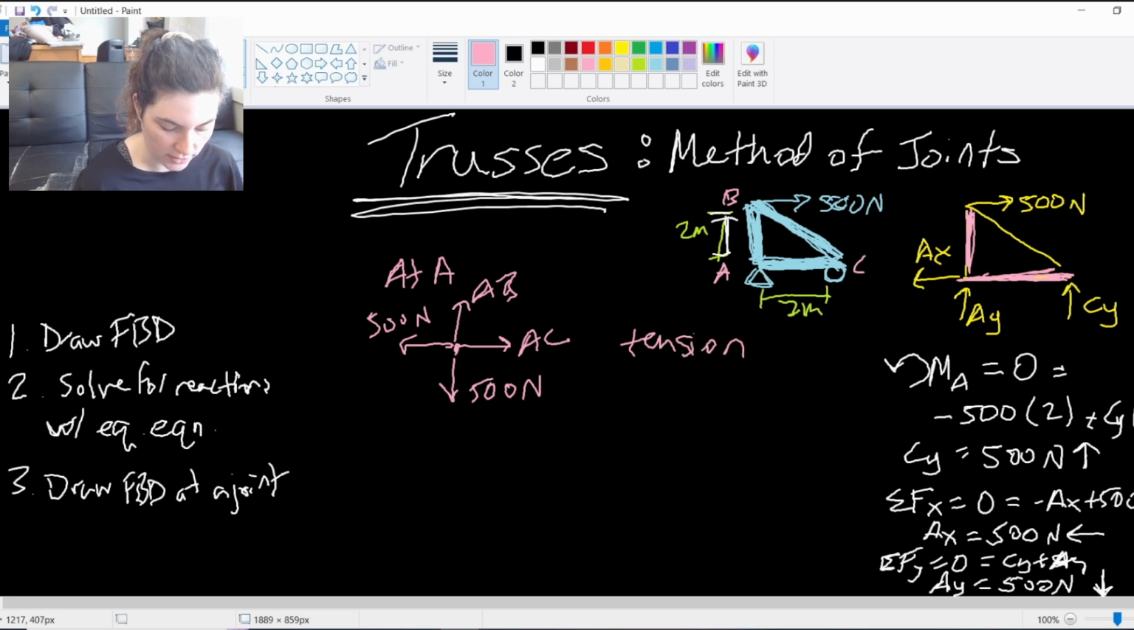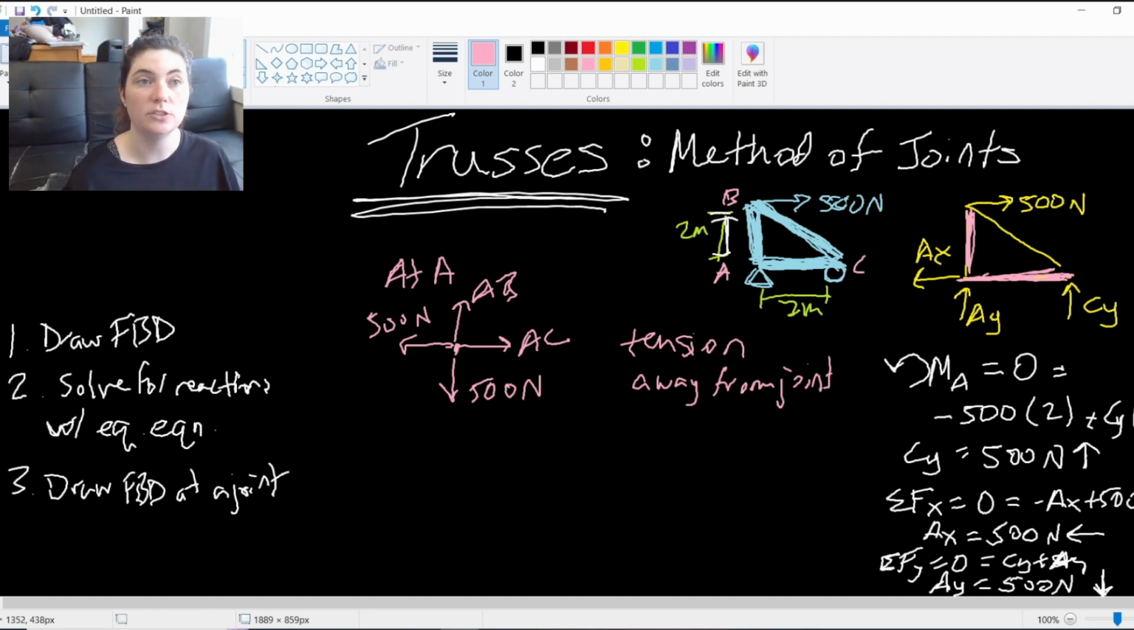Tension. If my arrows point away from the joint, it's tension. If my arrows point towards the joint, it indicates that member is in compression. So it is being squished, whereas in tension, it's being held taut, pulling away from itself. Tension arrows point away from the joint, and this is the way we usually assume members are until proven otherwise. So we usually assume a member is in tension, and then we do the math and see if it comes out negative, then it's actually in compression.